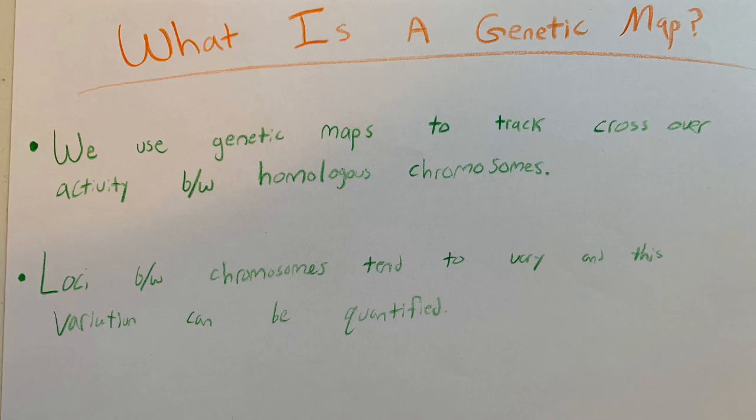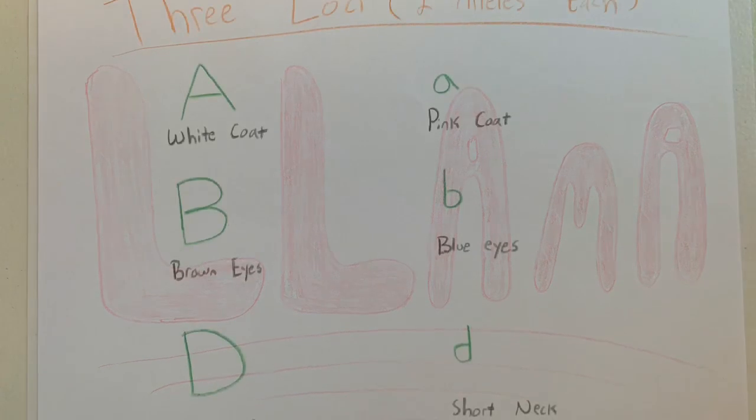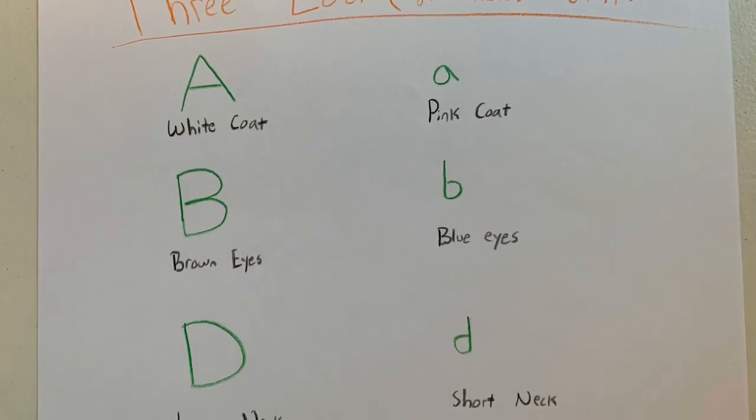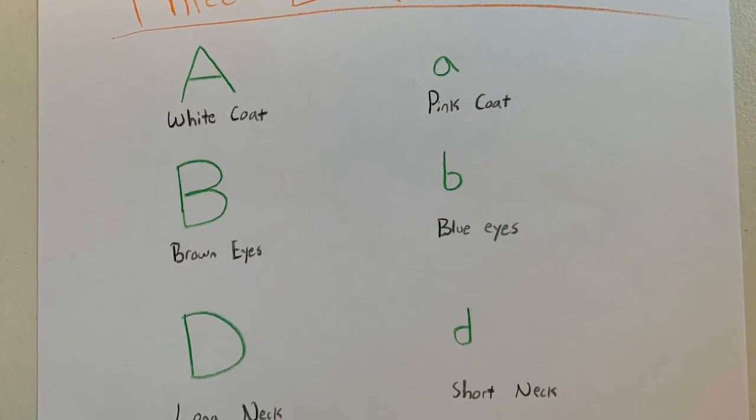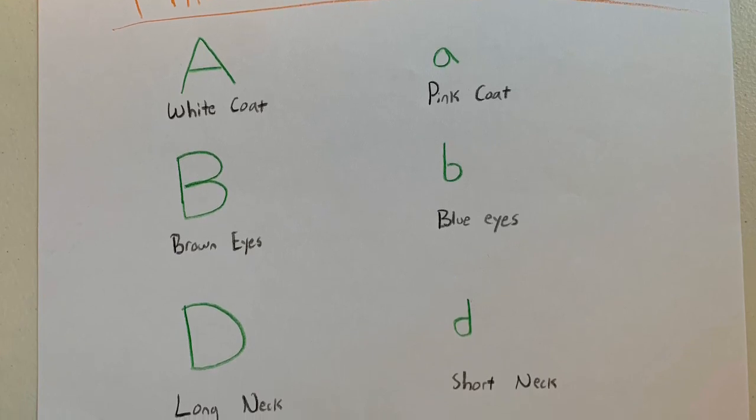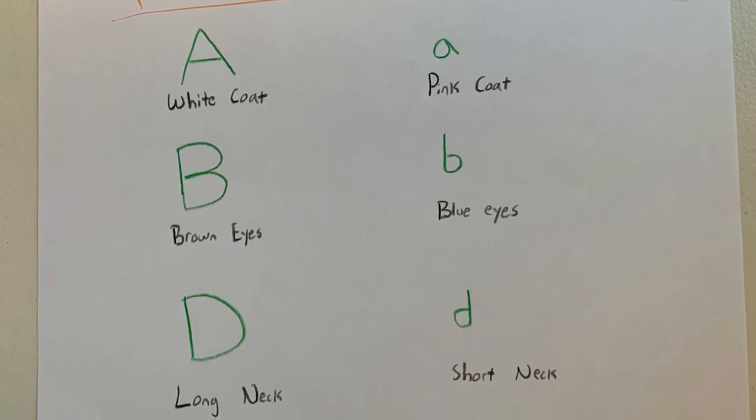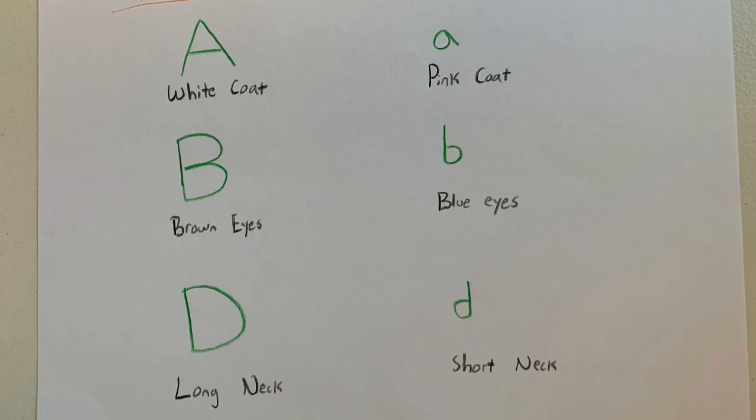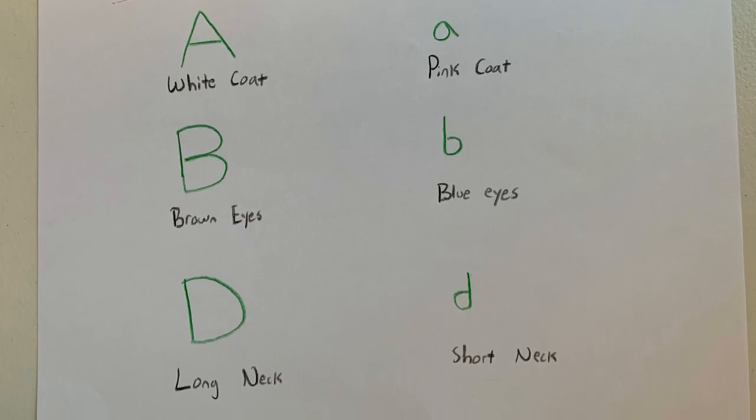For today's example, we are going to use my favorite animal, the llama. Here we have three examples of loci. The A locus determines coat color, the B locus determines eye color, and the D locus determines neck length. The uppercase letters represent dominant traits, and the lowercase letters represent recessive traits.